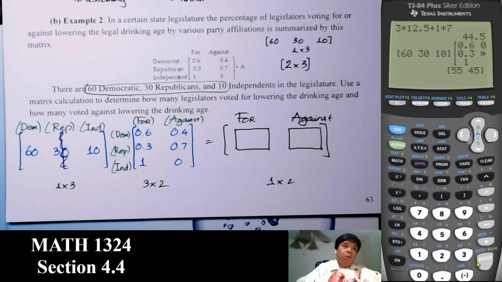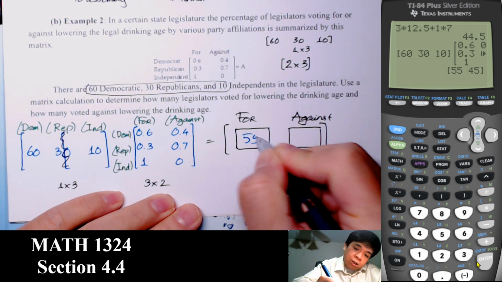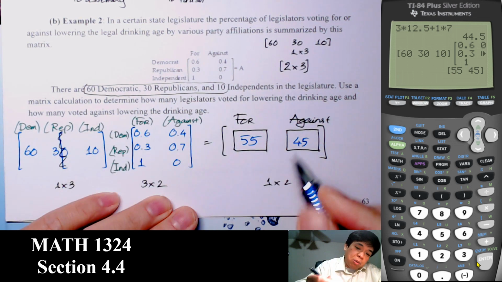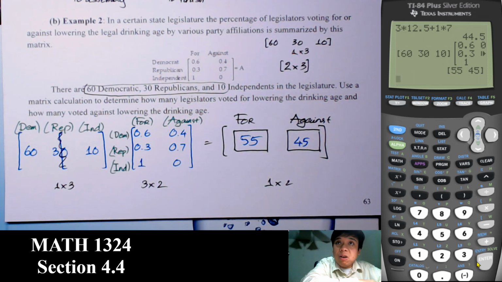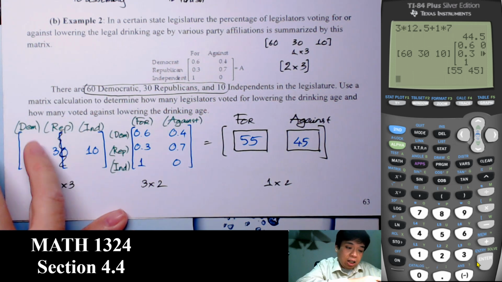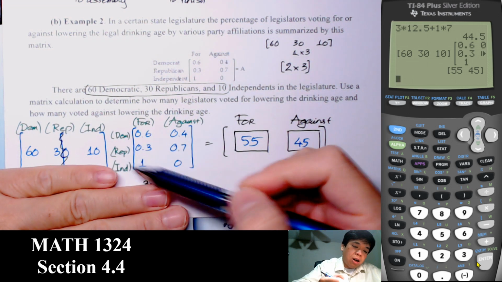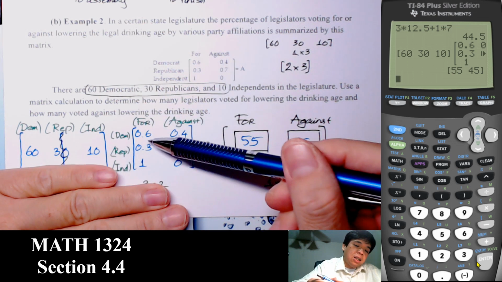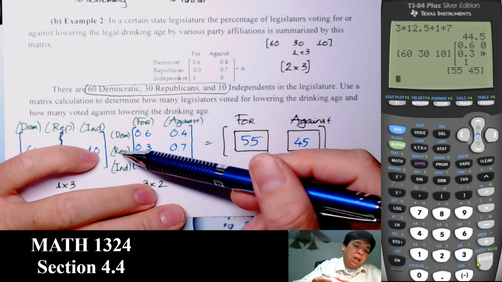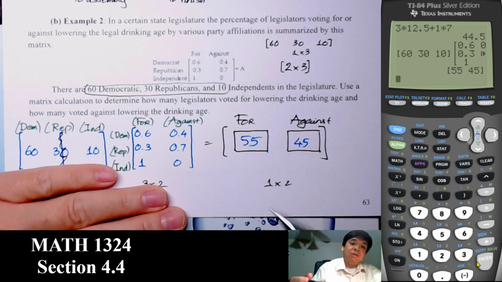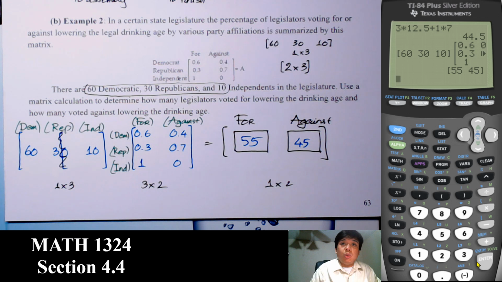At 55 and 45. So out of this 100 people, 55 will vote for and 45 will vote against. That includes all the different party affiliations. Right? So that's how we multiply matrices. Take a row times a column, row times a column. Like 60 times 0.6, 30 times 0.3, and 10 times 1. Add all of them up, we should have 55. Right, so with that we finish section 4.4. Thank you for watching, and see you in another video in Math 1324.